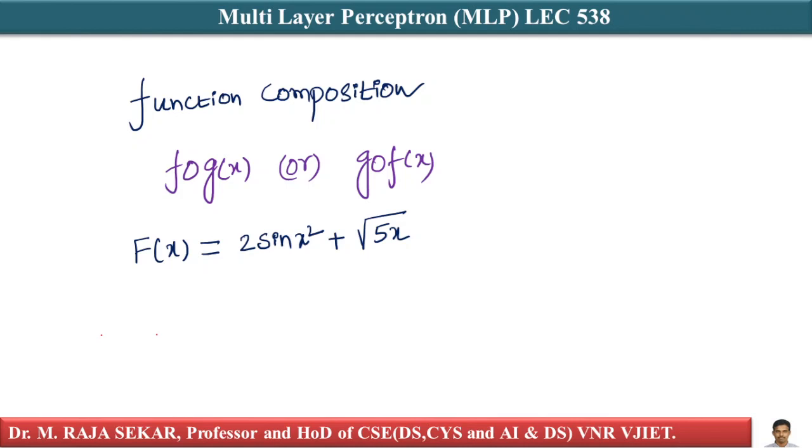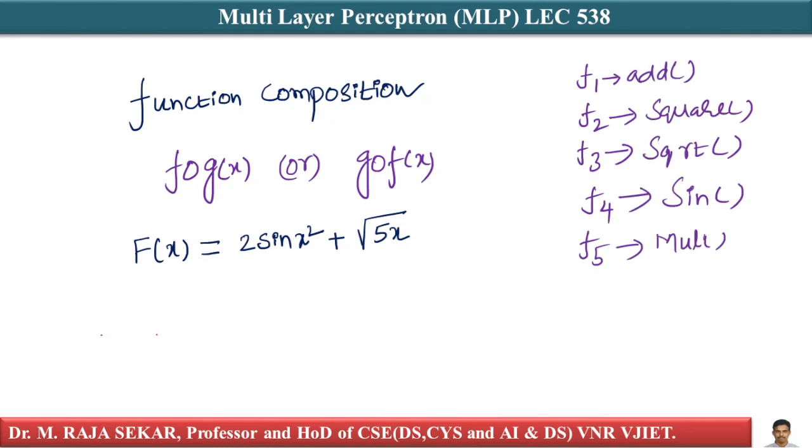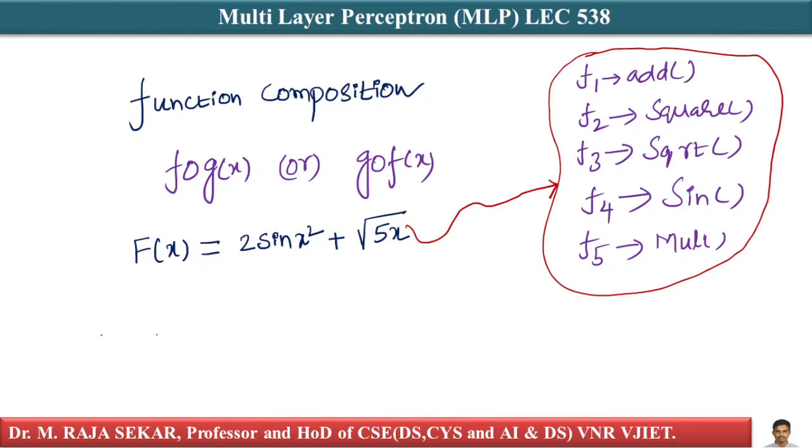Now capital F of x can be written in terms of f1, f2, f3, f4 and f5. You can write it like this. Let's see the steps for it. What is my f1? f1 is addition, f2 is square, f3 is square root, f4 is sine, f5 is multiplication. That's what we discussed in our previous lecture.